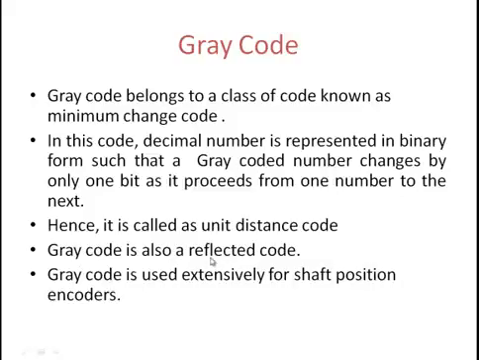Further, gray code is also a reflected code, and it is used extensively for shaft position encoders. That is, where an analog quantity, that is shaft position, is converted in digital form. And gray code leads to reliable conversion because a small change in analog quantity changes the code by only 1 bit.